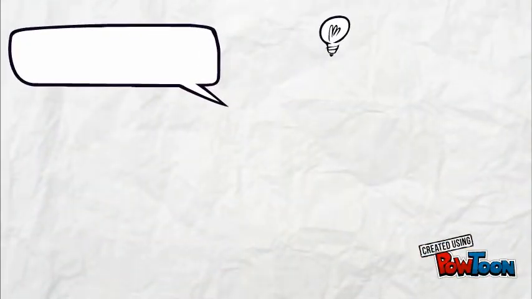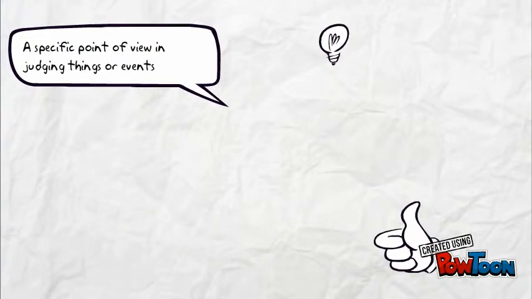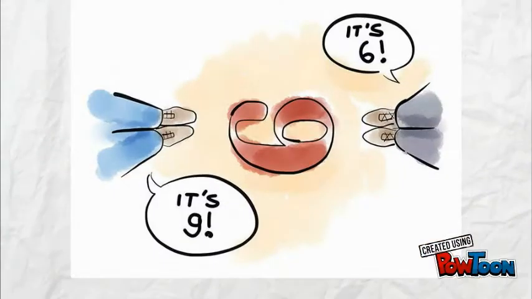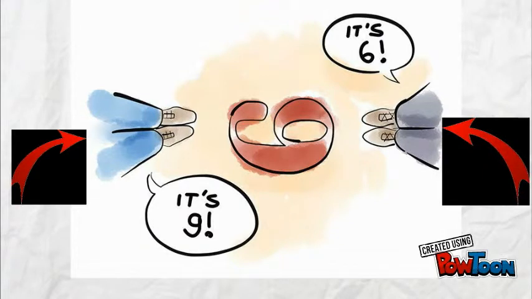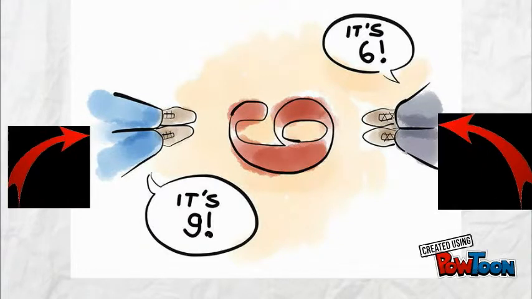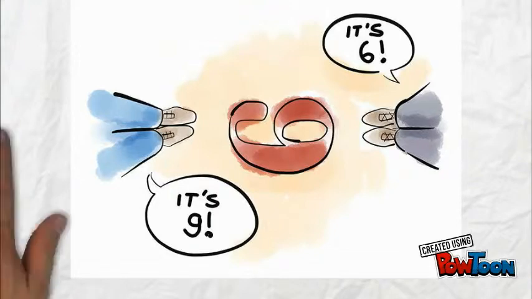There's the light bulb. Perspective, a specific point of view in judging things or events. Well done. This will be an important definition for us to use moving forward. Let's use that definition to analyze this picture. If perspective is a specific point of view of judging an item, when I stand here, it's clearly a 9. When I stand on the other side, however, my perspective is that it's a 6. It's all depending on where we're standing. In that case, where we stand determines our point of view and our perspective.